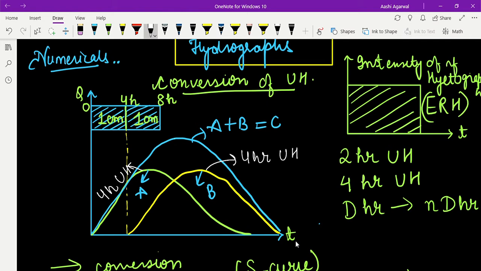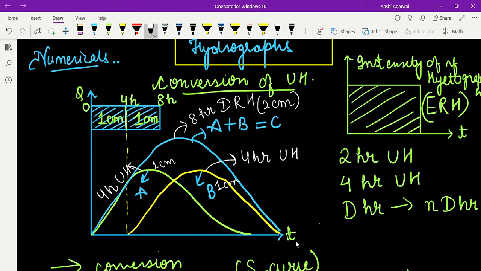So can I not say what this is? This is an 8-hour. Will I say UH or DRH? I will say it is a DRH, because this is due to 1 centimeter of rainfall, and this is due to 1 centimeter. When I add, it will become 2 centimeters. And I know anything other than 1 is not UH. So I will write it as DRH.